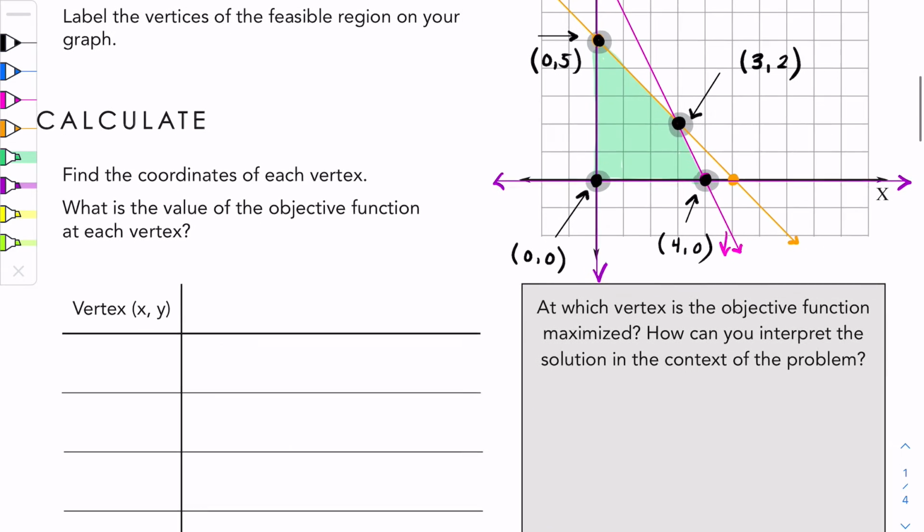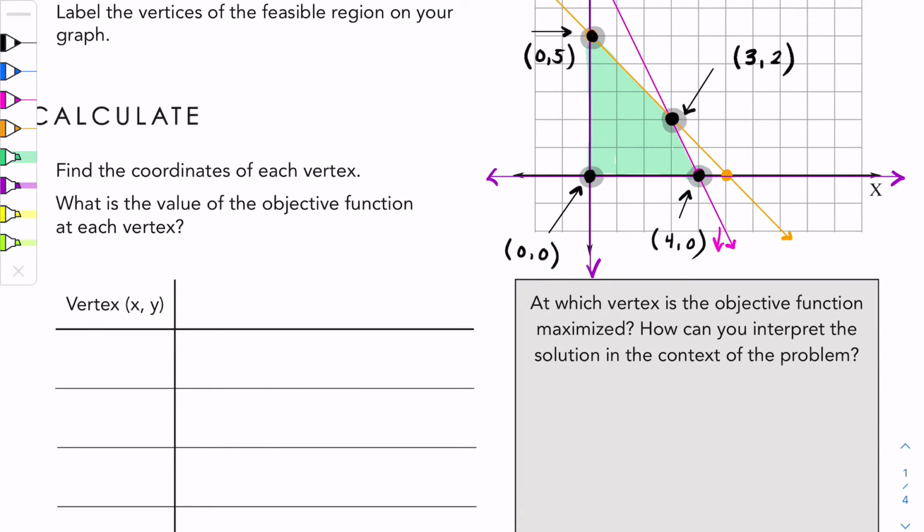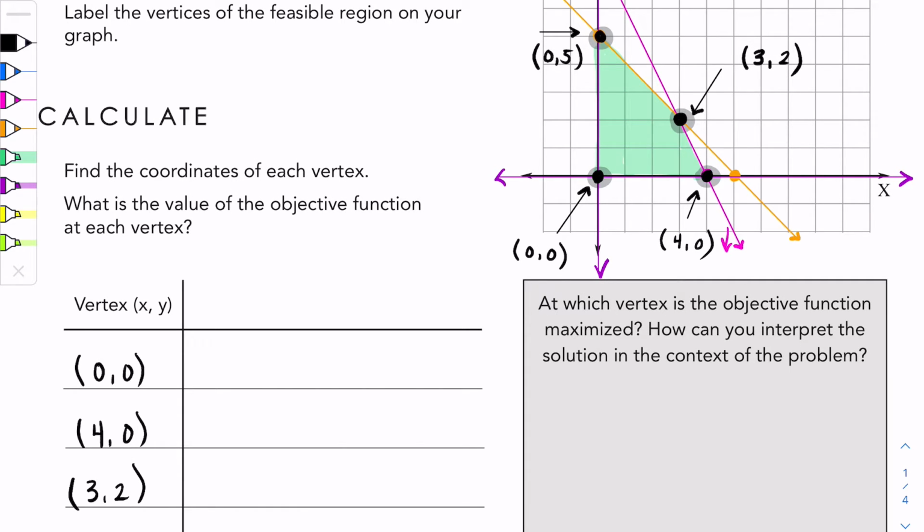We'll come down to the table. At this point, this is just one of the problems we've been doing. So we need to write down our vertices. 0, 0, 4, 0, 3, 2, and 0, 5. And then we need to write down our objective function and evaluate that. Our objective function that we wrote was 3x plus 2y.